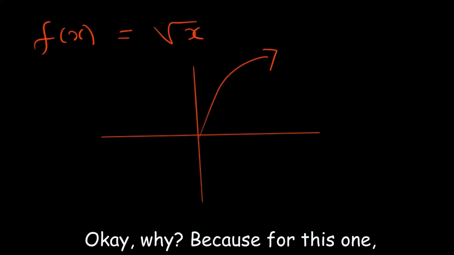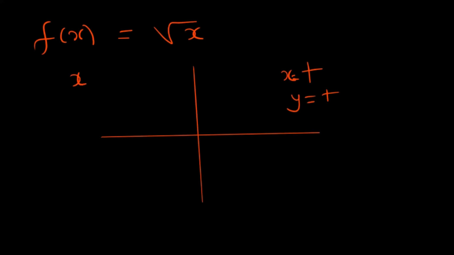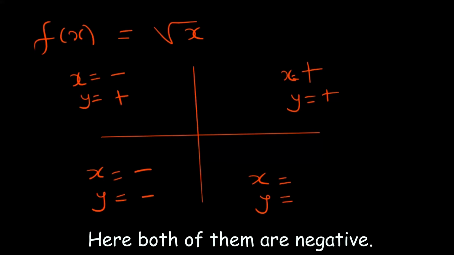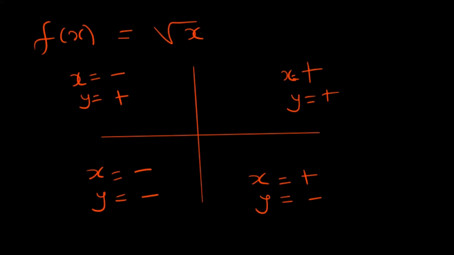Okay, why? Because for this one here x is positive, y is also positive. Here x and y, x and y, x and y. Okay, so here x is negative, y is positive. Here both of them are negative. Here x is positive, y is negative. So basically that.